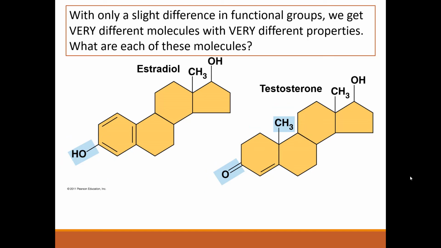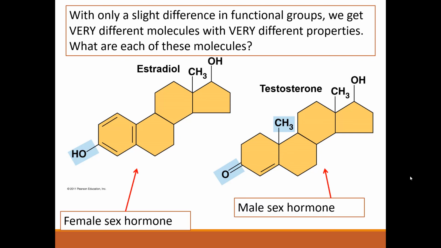And so again, in these 2 molecules, you've got identical carbon frames, very small difference in their functional groups, but that small difference makes very different properties. What are each of these molecules, right? These molecules are very similar, except they have just a subtle difference in their functional groups. But what do you have? You have estradiol and testosterone. Those are the sex hormones, and they have very, very different properties in your body.